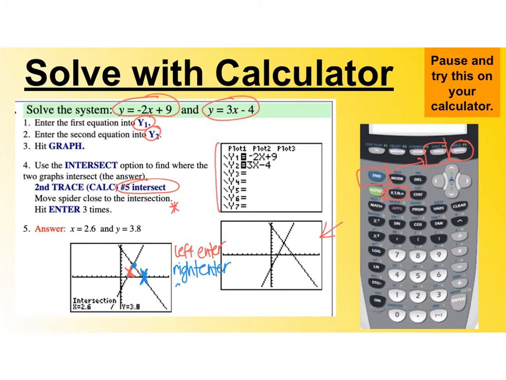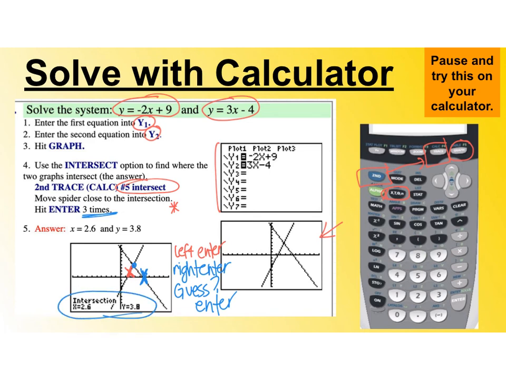And then the calculator will say, do you want to guess? And you're asking the calculator to run it and hit enter. So that's why they're saying you can enter 3 times, enter, enter, enter. But I prefer you do left and right because it's going to help us move forward with other types of equations in the future. And down here is your answer.